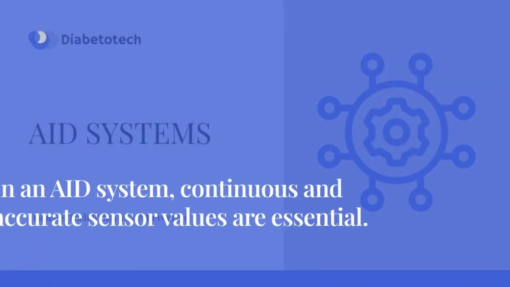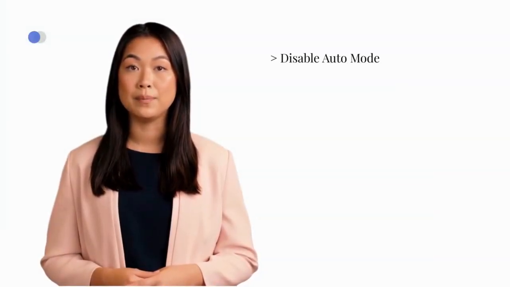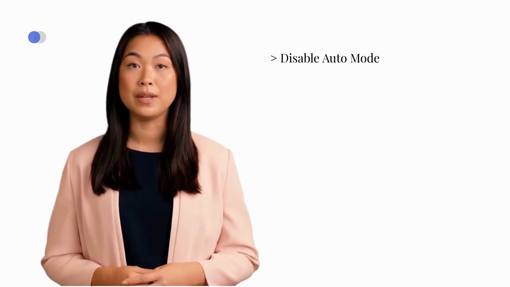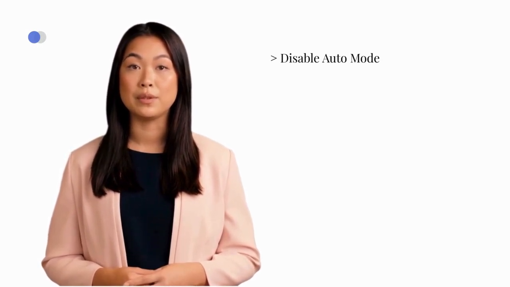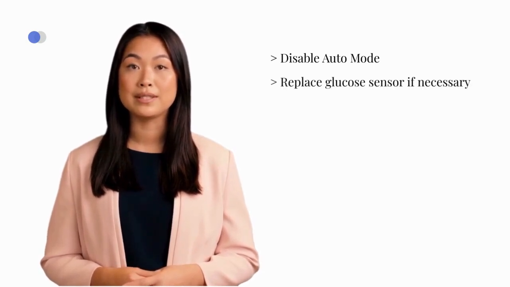In an automated insulin delivery system, continuous and accurate sensor values are essential for proper insulin dosing. If your sensor glycemia is jumpy or noisy, it can lead to incorrect insulin dosing, resulting in high or low blood glucose levels. In such cases, it is important to disable the auto mode until the issue is resolved. The problem may be related to the configuration of the glucose sensor or issues with the sensor or site. If necessary, replacing the glucose sensor may be required to address the problem.